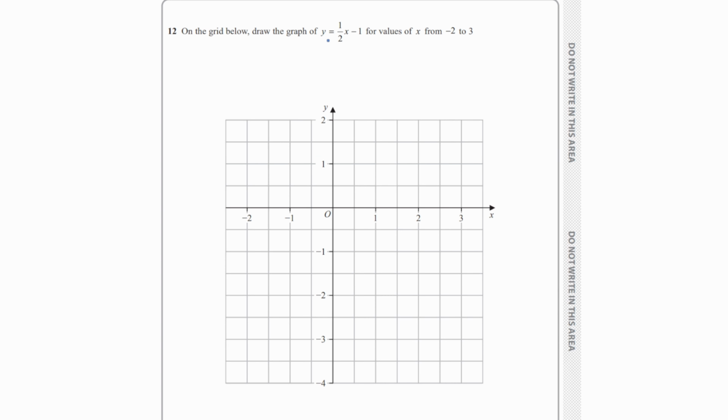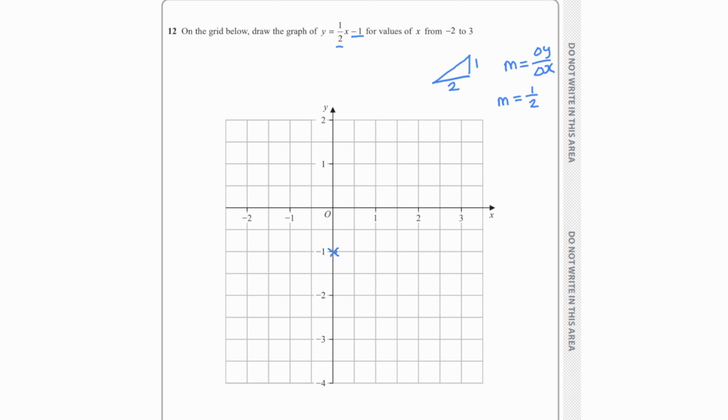On the grid below, draw the graph of y equals a half x subtract 1 for the values of x from -2 to 3. So there are a few different ways we could do this. The way that I like to do it is I start off by plotting the y-intercept. I know that that's -1, and then I use the gradient. So a gradient of a half means that for every 2 across, I go 1 up. The reason I know that is because the gradient is the change in y over the change in x. And so for a gradient of a half, that means that the change in y is 1 for a change in x of 2, which is where I get this.